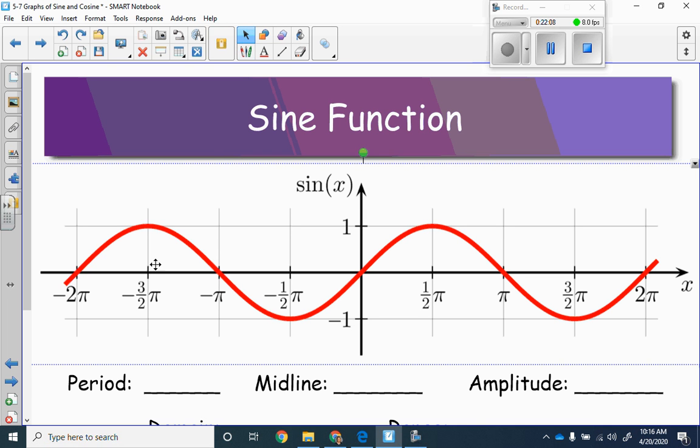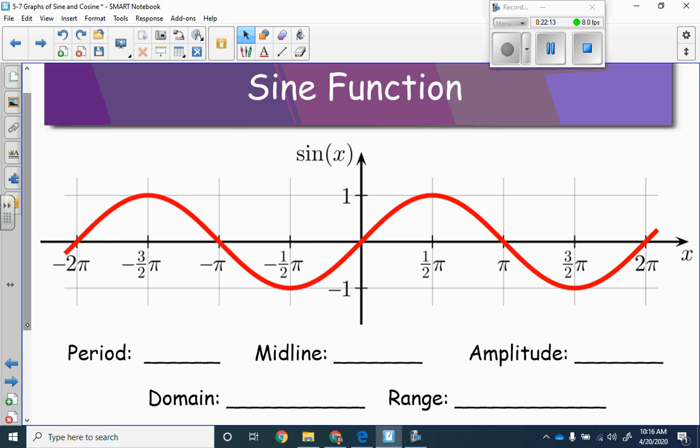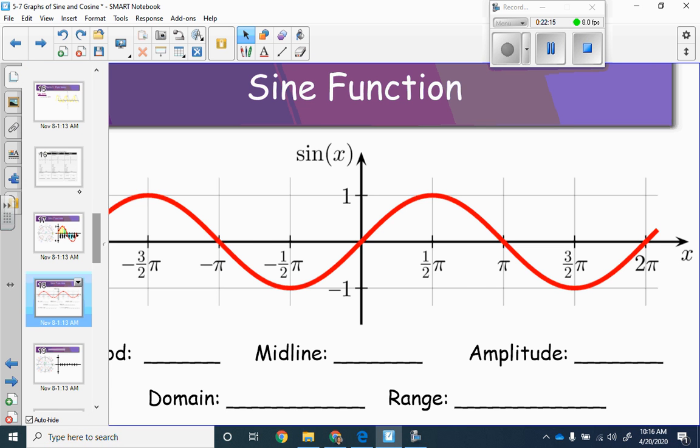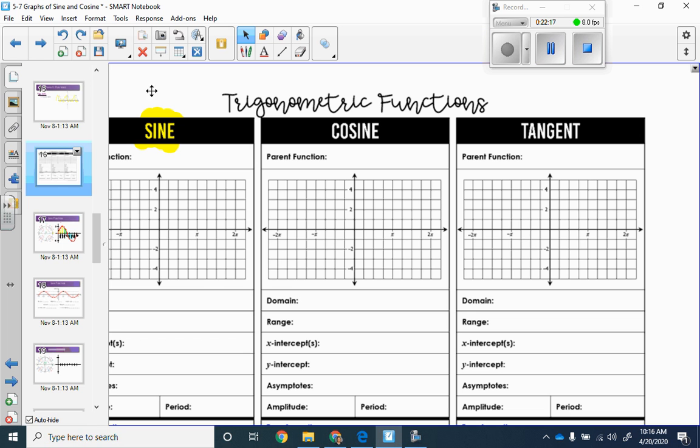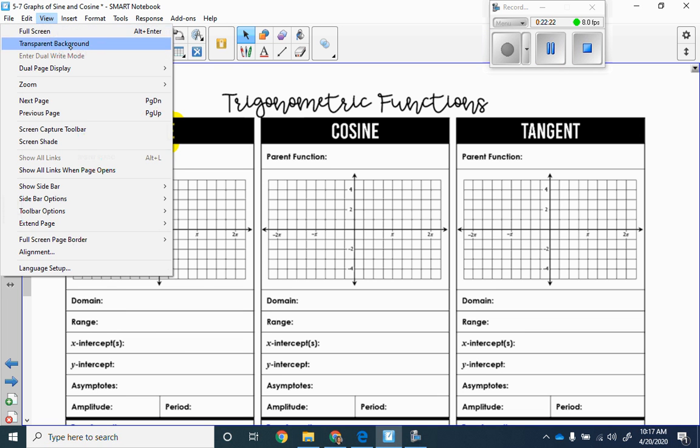I know mine's a little bit stretched out compared to what you guys have there. Maybe actually what I'm going to do, since you guys are on the video, let's go to yours and I'll help you fill this out. I'm going to zoom in a little bit.